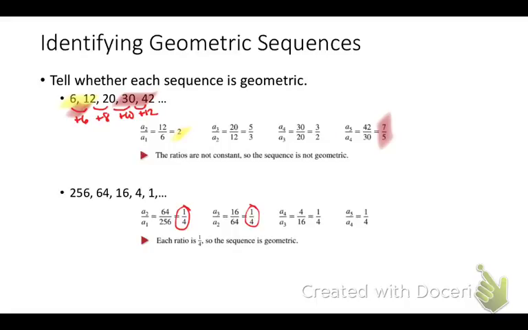Okay? You always pick a number that's further into the list and divide it by the number that came right before it. So 64 divided by 256, 1 divided by the 4.